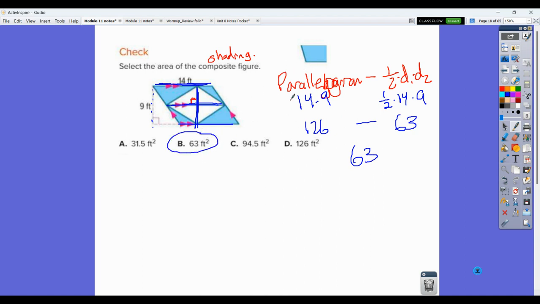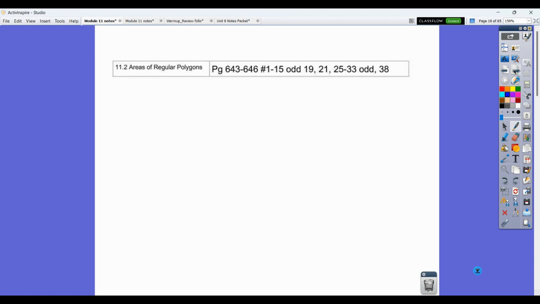But think about what is the big figure minus what is the small figure, and use your formulas to go through those to find them. That's what we have there, and you have your homework to do.